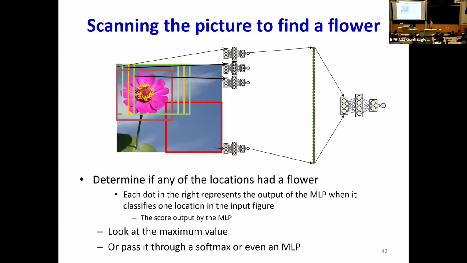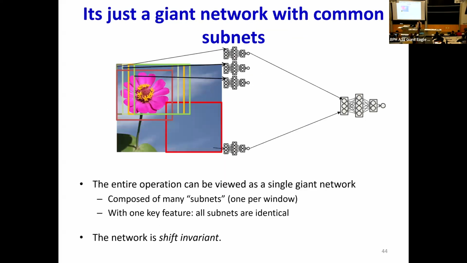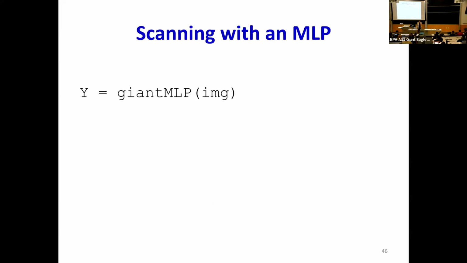So once again, I can just write the whole thing. What are we really doing? We are scanning left to right, top to bottom, pulling out a segment and passing it through the MLP. You're taking the collection of outputs and passing it through the softmax. But this whole thing is just one giant network with shared subnets at the bottom. And by having shared subnets, it became shift invariant. The last component is just the output layer. And so I could just have written giant MLP, and you're good.